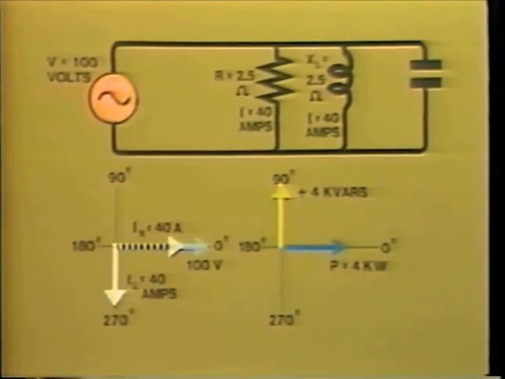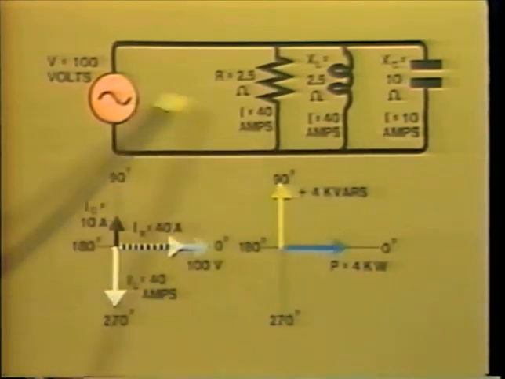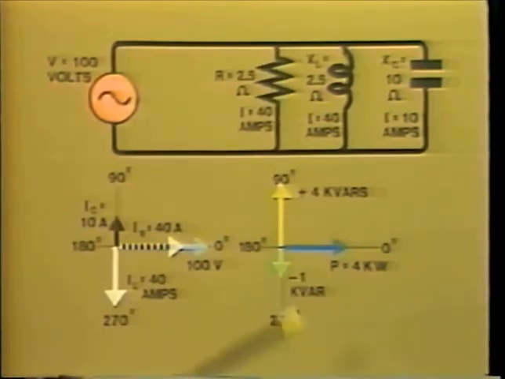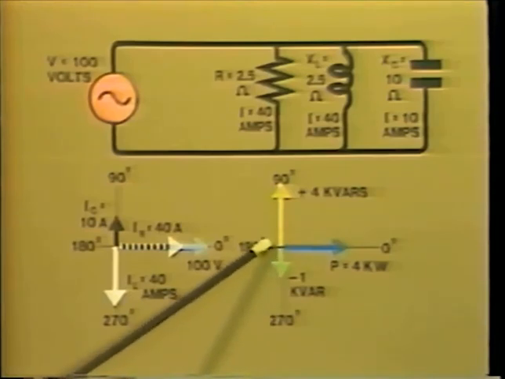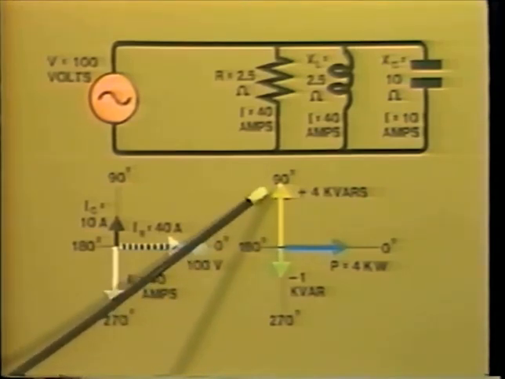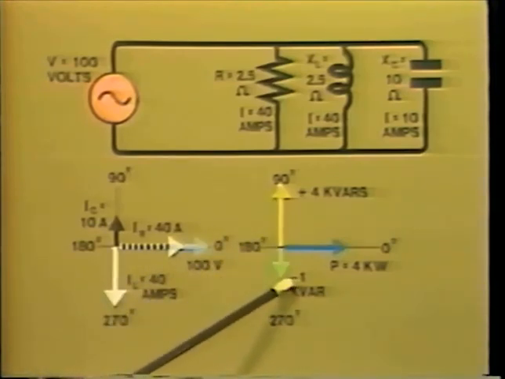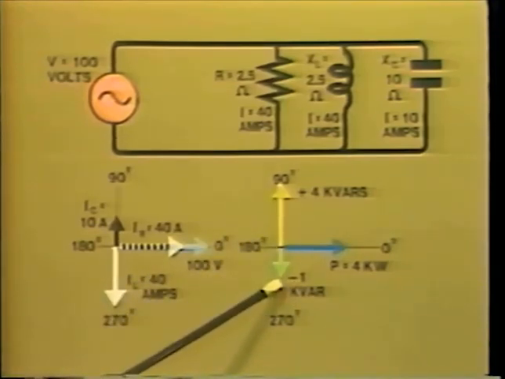Now let's add a third circuit, this time of pure capacitance. The capacitive reactance has a value of 10 ohms, and therefore the capacitive current in this circuit will be 10 amperes. The resulting negative VARs in this circuit will be equal to 10 amperes times 100 volts, and that equals 1 kilovar. But remember, these VARs in the capacitive circuit are flowing in the opposite direction to those in the inductive circuit. They are known as negative VARs and are shown on the vector diagram like this.